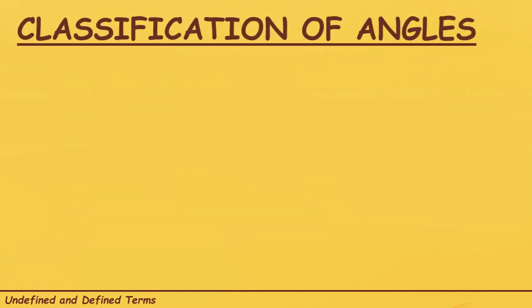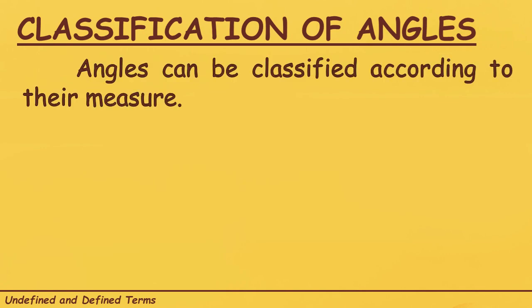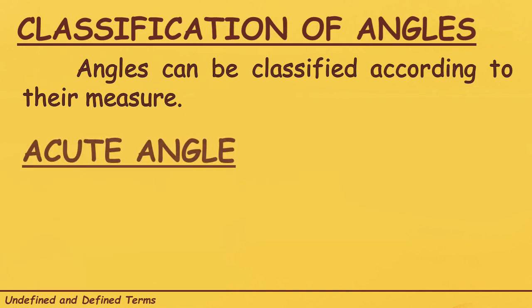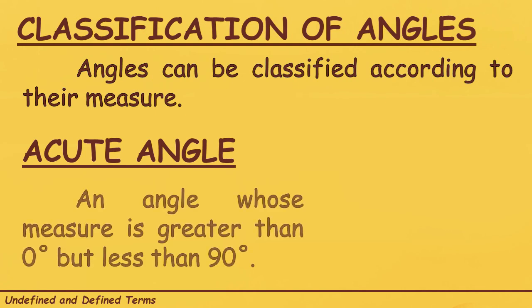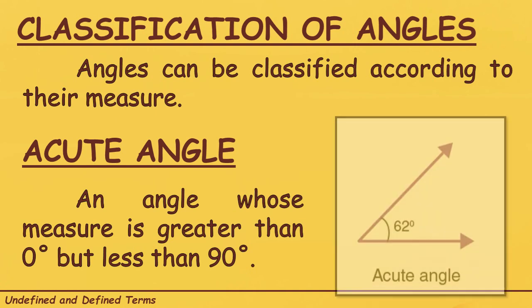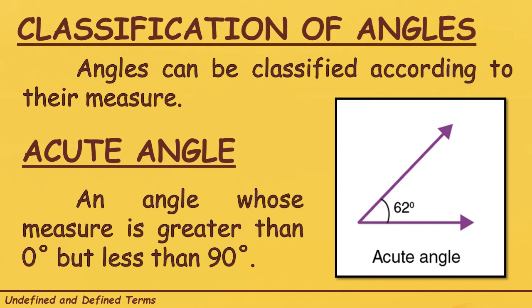We also have the classification of angles. Angles can be classified according to their measure. I know that some of you or most of you know already the classification of angles according to their measure. The first one is acute angle. Acute angle is an angle whose measure is greater than 0 degree but less than 90 degrees. This is example of acute angle. So as we can see, it is 62 degrees. It is an acute angle because its measure is greater than 0 degree but less than 90 degrees.